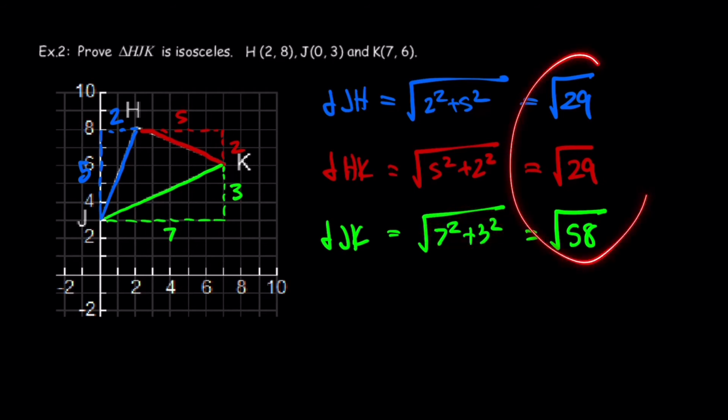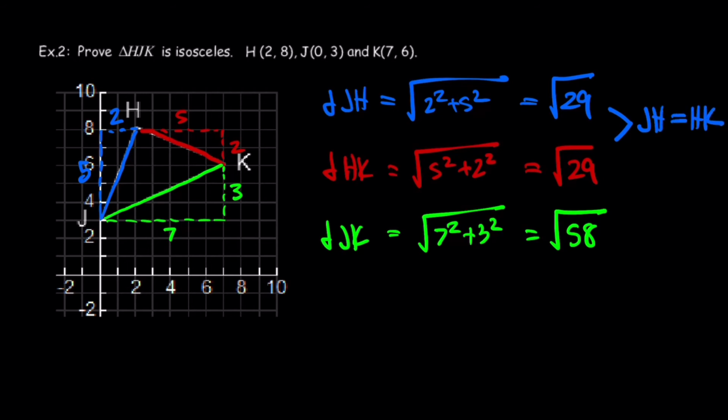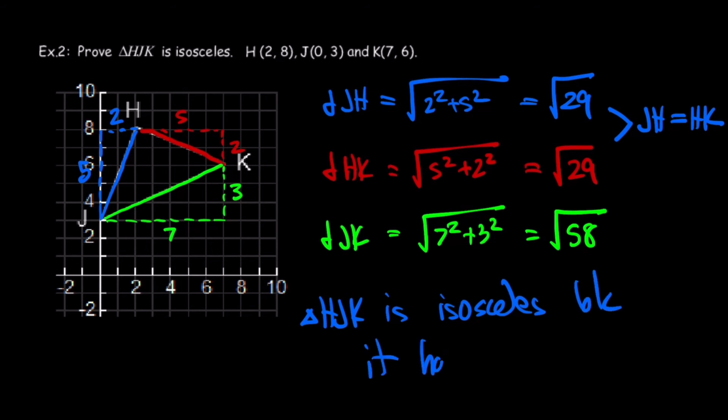Now, what do we notice? Compare those. These two are equal. So if these two are equal, what we would do next is we would just make an observation here that JH equals HK. And then lastly, triangle HJK is isosceles because it has 2 equal sides. So there's an example of how you prove an isosceles triangle.